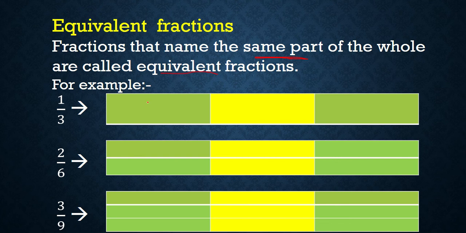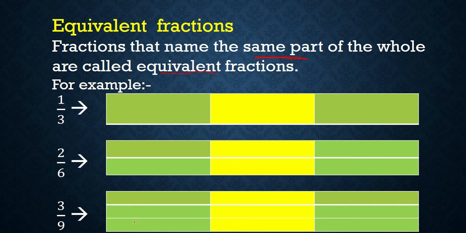You can see over here there is a box. In that we have 3 parts and one part has been shaded, that is 1 by 3. Next, in this box we have 6 parts, right? 1 2 3 4 5 6. How many parts are shaded? 2 parts are shaded, so we have written 2 by 6.